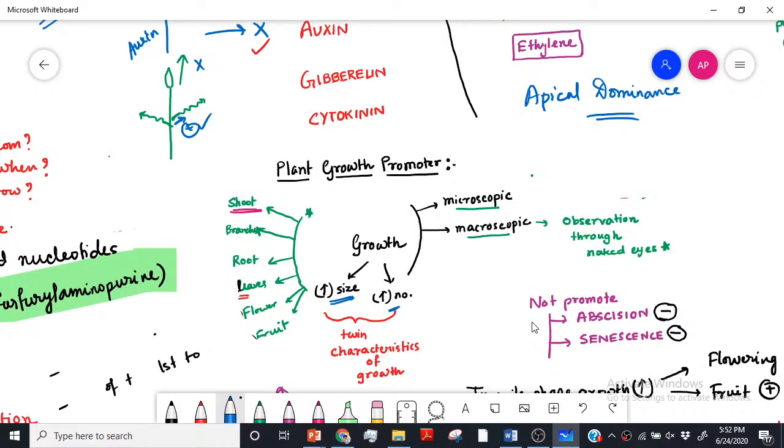Right, now we are starting off with ethylene. Now what happens in case of ethylene? Ethylene is not a plant growth promoter, it's a plant growth inhibitor. It's a plant growth inhibitor.